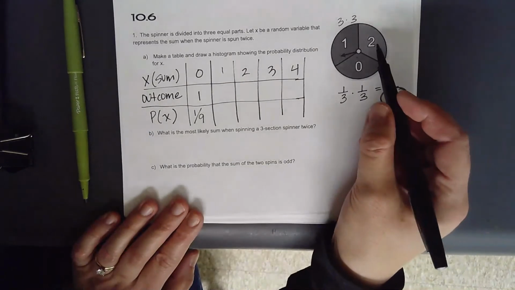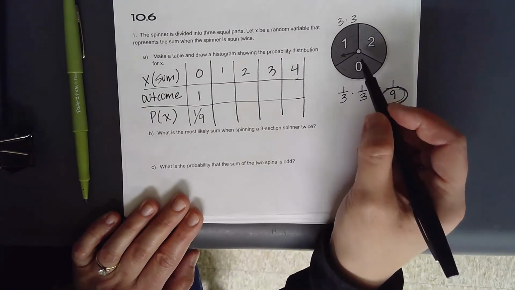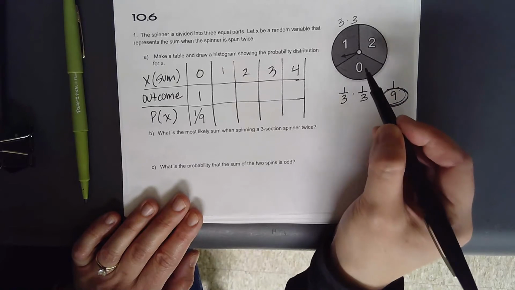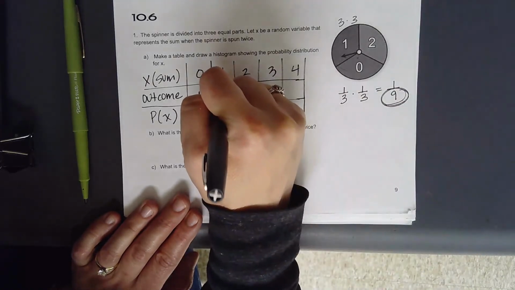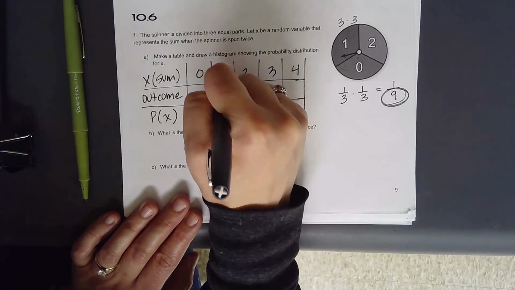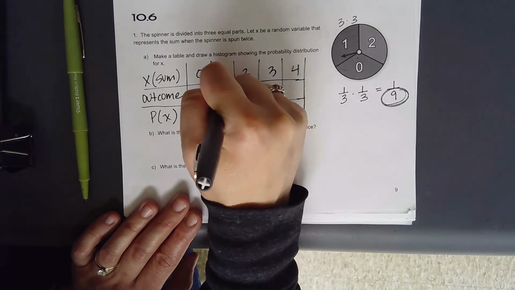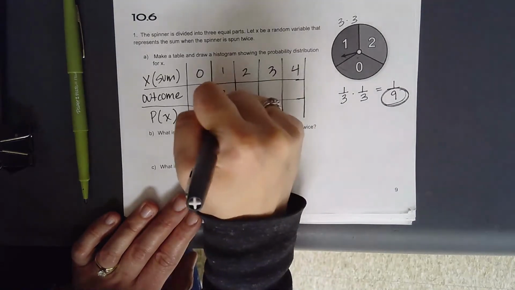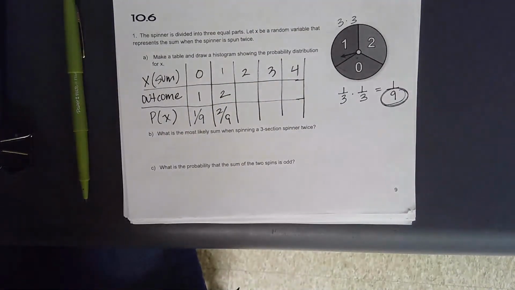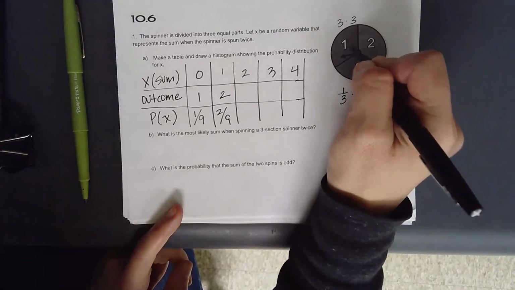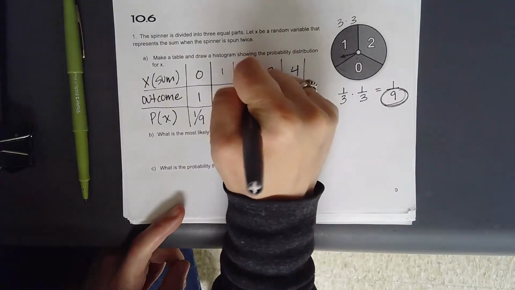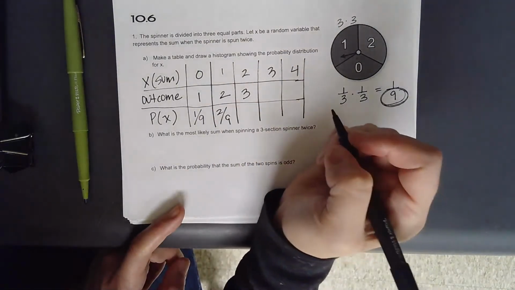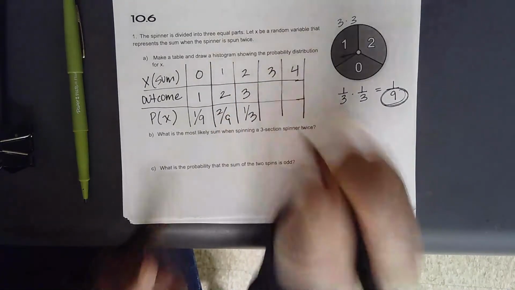How many different ways can we get a sum of 1? Well, if I did 1, 0, or if I did 0, 1, I guess 2 different ways in which I could get a sum of 1. Okay, so that probability is 2 out of 9. Probability of getting a sum of 2: I could get 1, 1, I could get 2, 0, or 0, 2. And so that would give me 3 choices. That would give me 3/9, or I'm just going to reduce to 1/3.